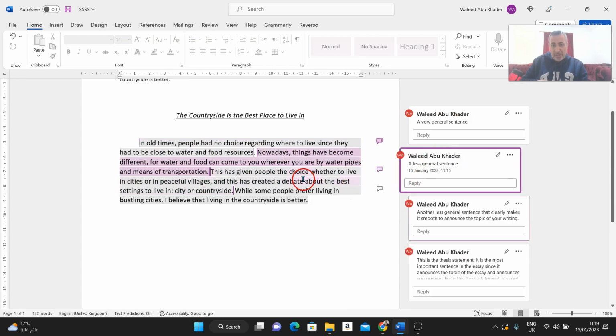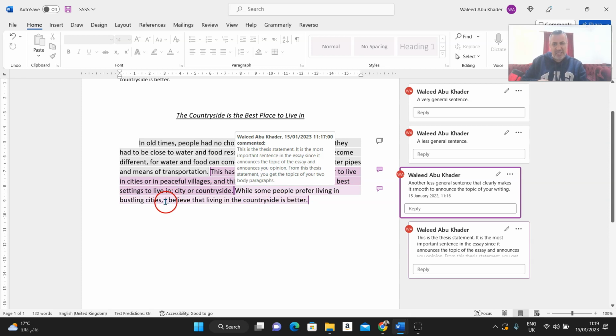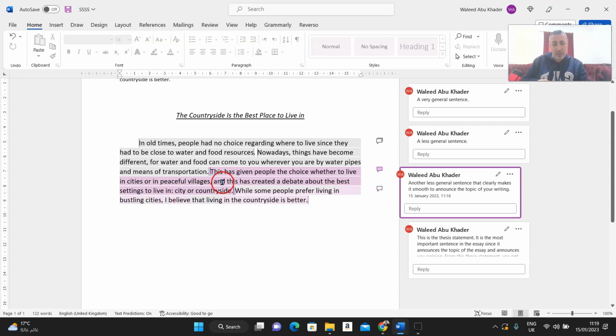Okay. Now the third sentence: this has given people the choice whether to live in cities or in peaceful villages, and this has created a debate about the best setting to live in, the best place, city or countryside. Now the third sentence is another less general sentence that clearly makes it smooth to announce the topic of your writing. Okay, so this sentence makes a smooth transition to your topic. In the third sentence, the reader might guess what you're writing about.